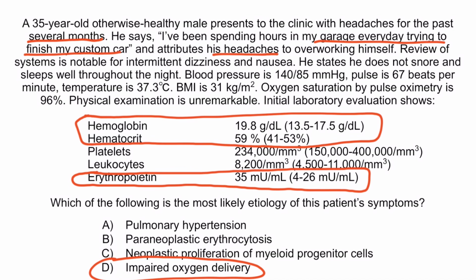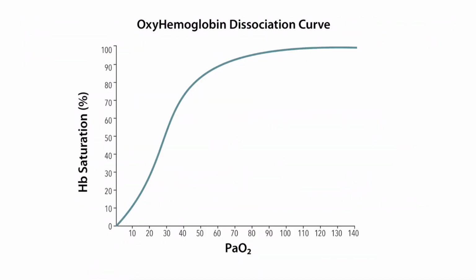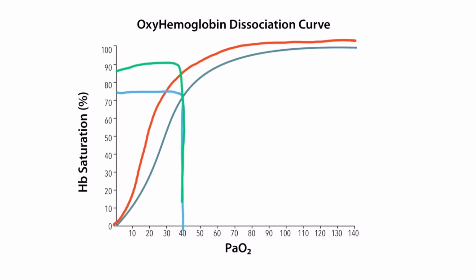Given that he's been spending a significant amount of time in an enclosed space, potentially breathing in automobile exhaust, this patient is probably experiencing carbon monoxide poisoning. Recall that carbon monoxide poisoning, among other things, leads to impaired oxygen delivery by shifting the oxygen-hemoglobin dissociation curve to the left, thereby making it harder for hemoglobin to unload the oxygen at the tissues that need it.